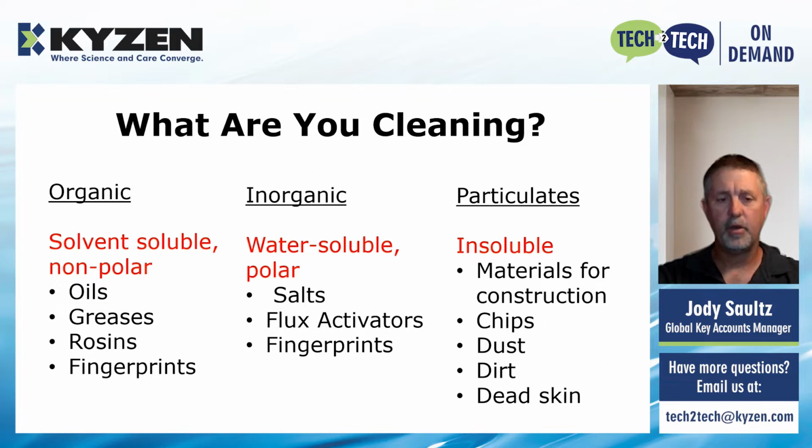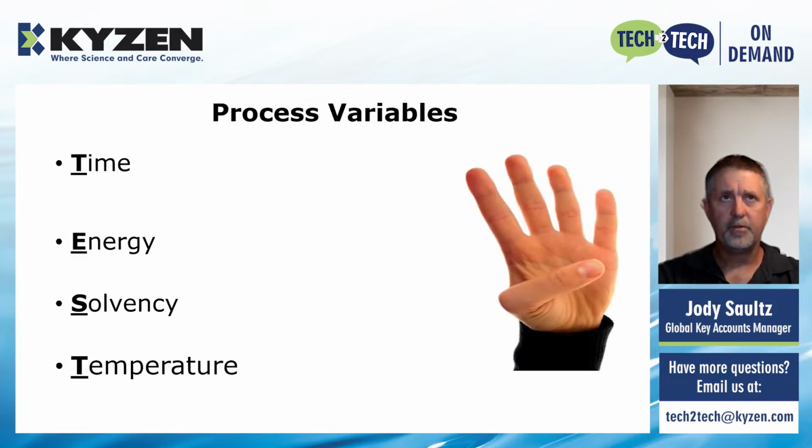Whether it's those solvent soluble organics like oils, greases, and rosins, those water soluble pullers, inorganics like salts and flux activators, and even particulates. These are insoluble, but there are still residues that in some cases can be present on the PCB. These can be chips, dirt, dust, and even dead skin in some cases. So really, there's four process variables that you want to focus on.